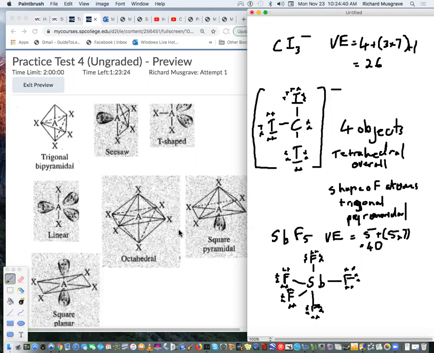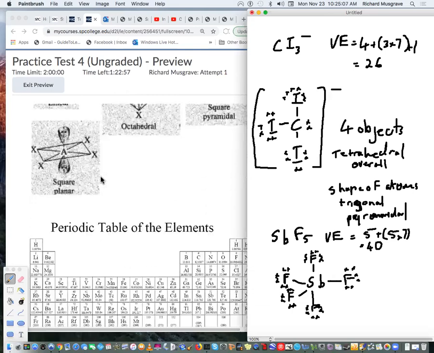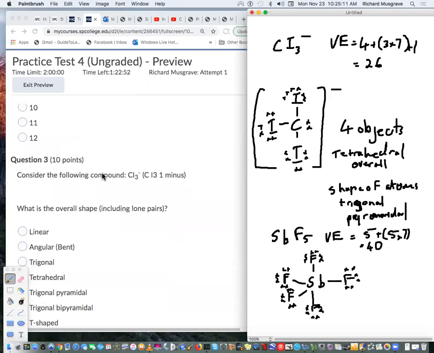Okay, got it. It's like here, this one, the overall shape is trigonal bipyramidal because it's got 5 objects, right? But the shape of the atoms is simply linear. Every one of these is essentially the shape of the atoms, every diagram. All right, any other questions?